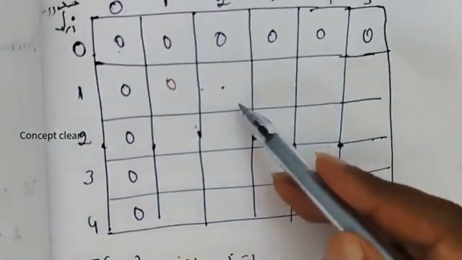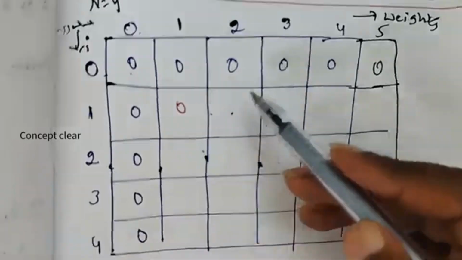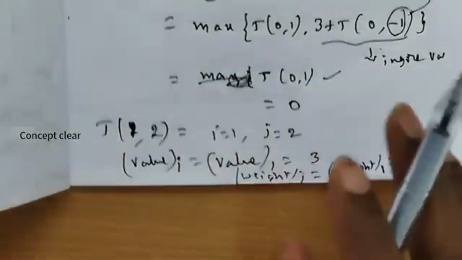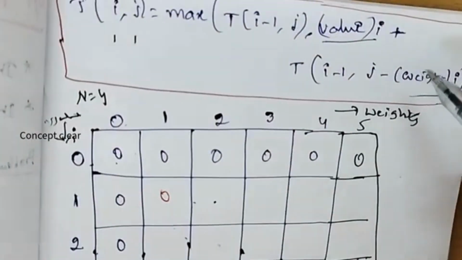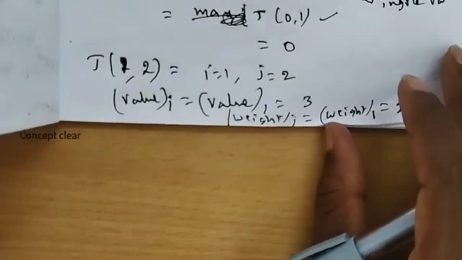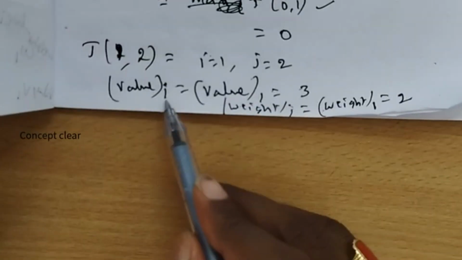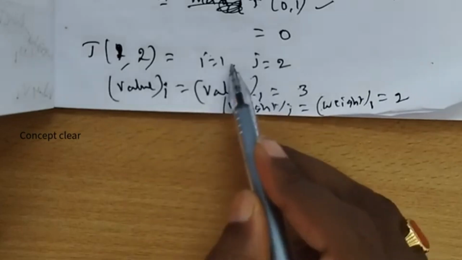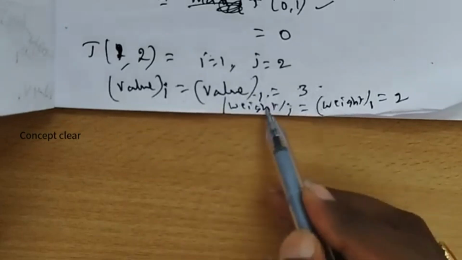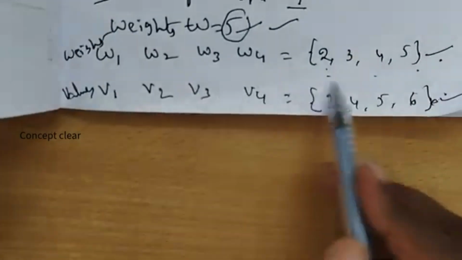Okay. T of 1 comma 2 value has to be found, and how to calculate it? By using the same formula. So here, taking T of 1 comma 2 means i equals 1, j equals 2. Value of 1 equals 3. Weight of 1 equals 2. These are the values we are taking from the input data.